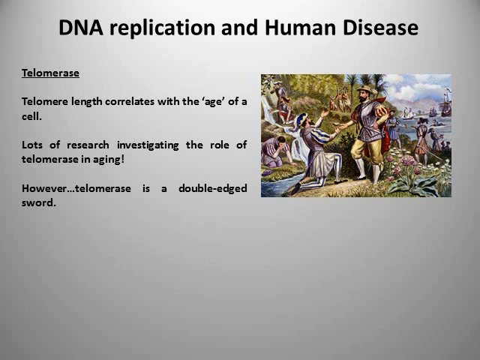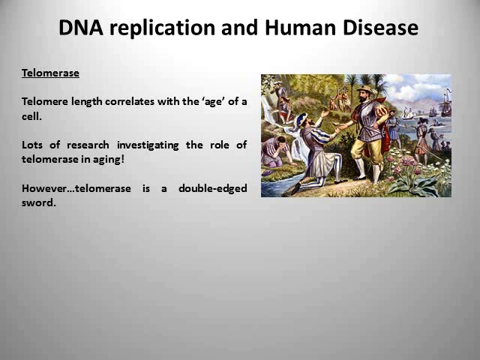So just to finish with, because it's quite interesting, telomerase is also very important in human disease. We know that telomere length correlates with the age of a cell, for example. So if you look at cells which are grown in culture, contrary to what we thought initially, which was that if you took cells out of a body and grew them artificially in a lab, they'd just divide indefinitely, we know that that's not the case.